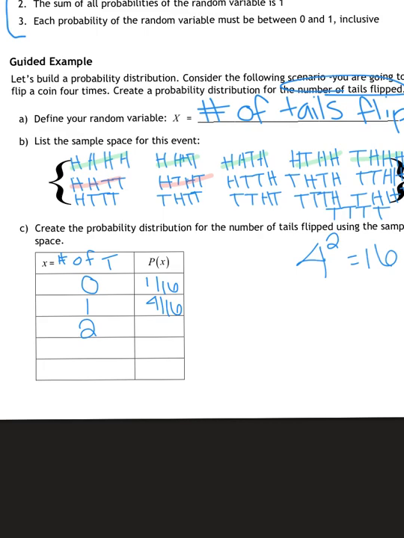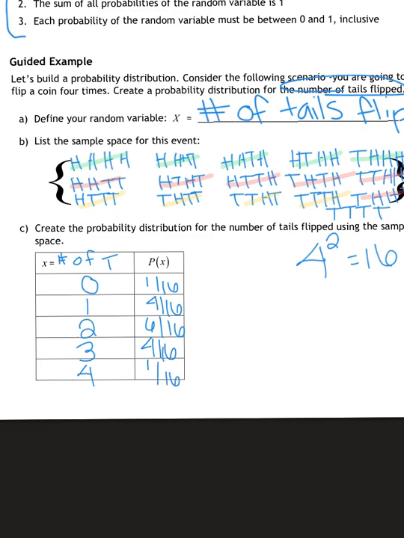1, 2, 3, 4, 5, 6. So that's 6 times out of 16. How many times do you get 3? So we're going to go back and count that one as well. So I get 3 tails, 1, 2, 3, 4, 4 times. And then we get, of course, 4 tails only once out of 16.